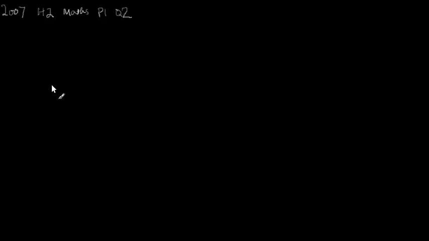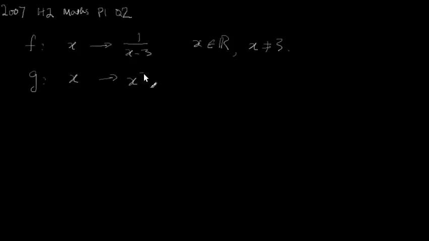In this question, we are given two functions. Function f maps x to 1 over x minus 3, and the domain is the set of all real numbers except 3. The other function is g, which maps x to x squared, and the domain is the set of all real numbers.